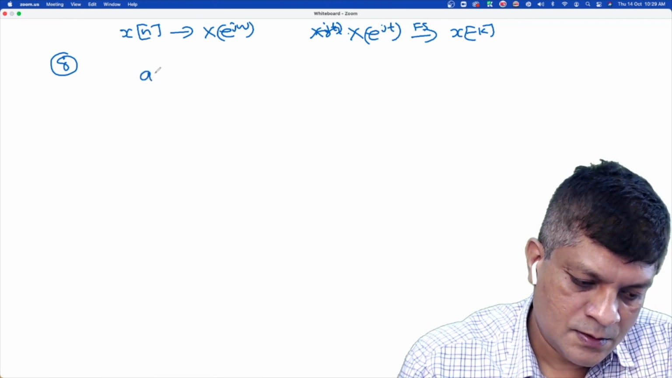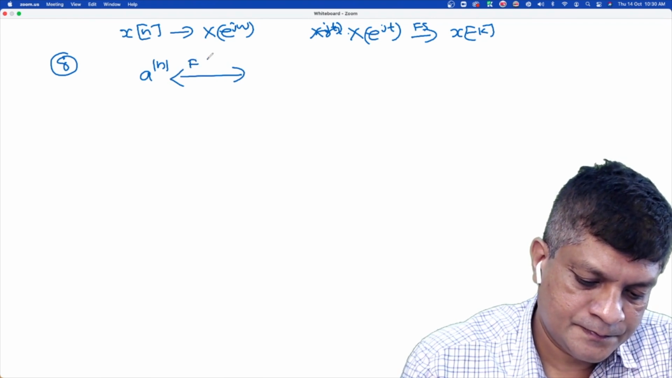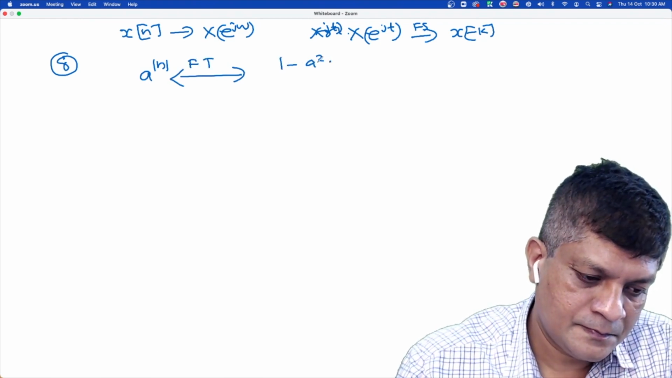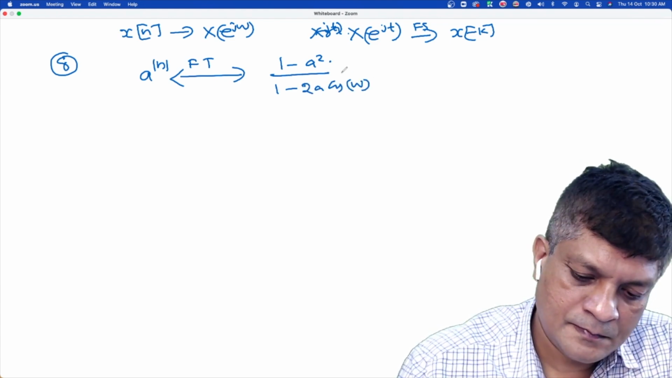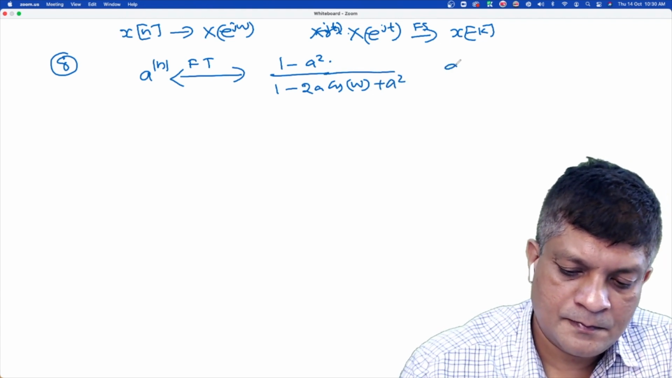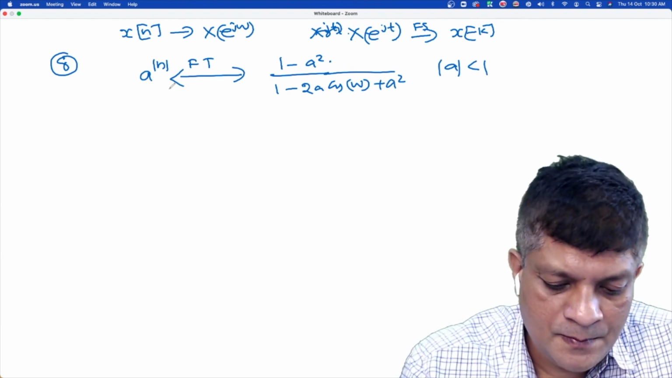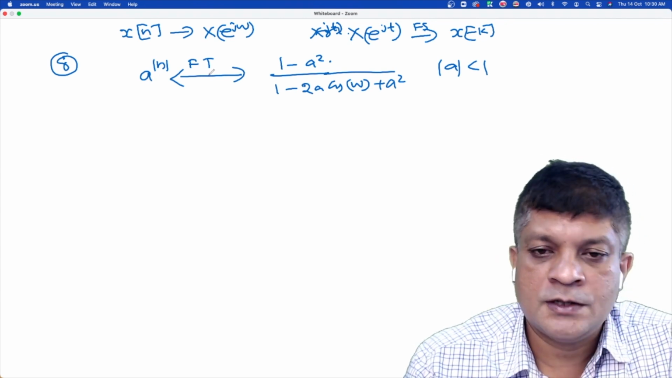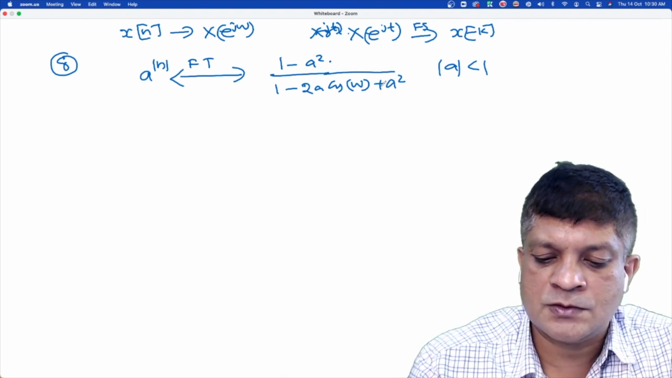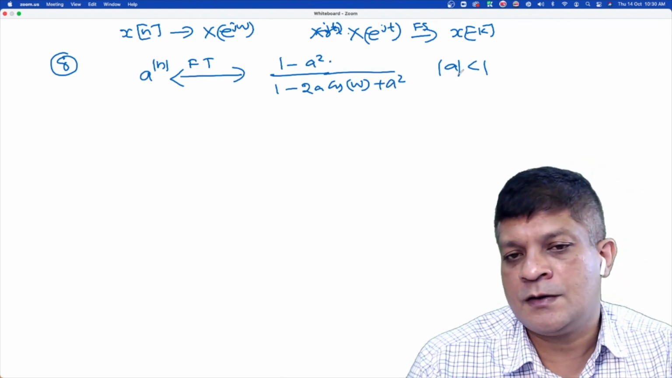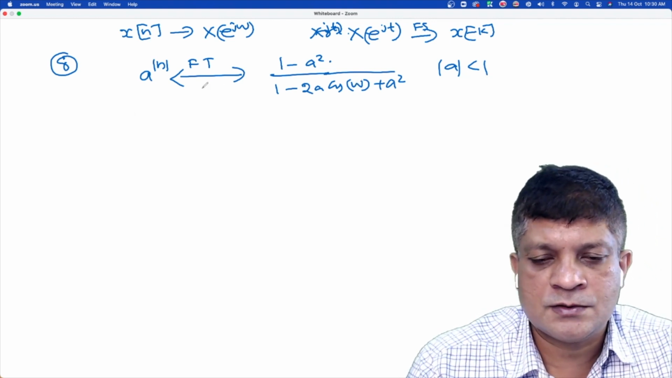The question is, this is given. This is a standard result. It is given a to the power mod n. Its discrete time Fourier transform is (1 minus a square) by (1 minus 2a cos omega plus a square). And this is valid if mod a is less than 1. And the proof of this is also straightforward.